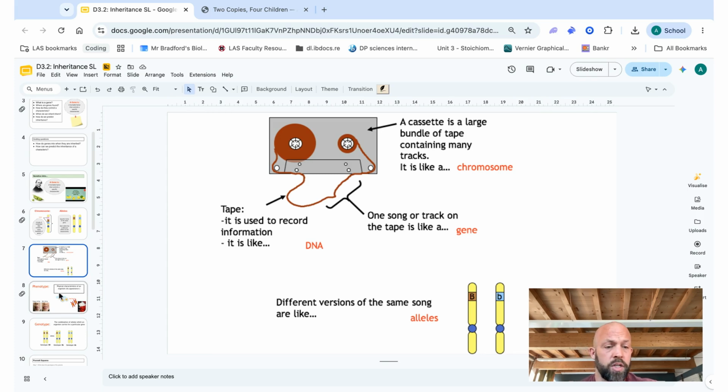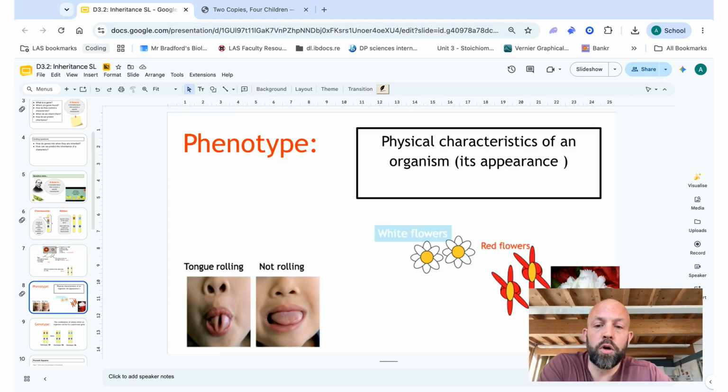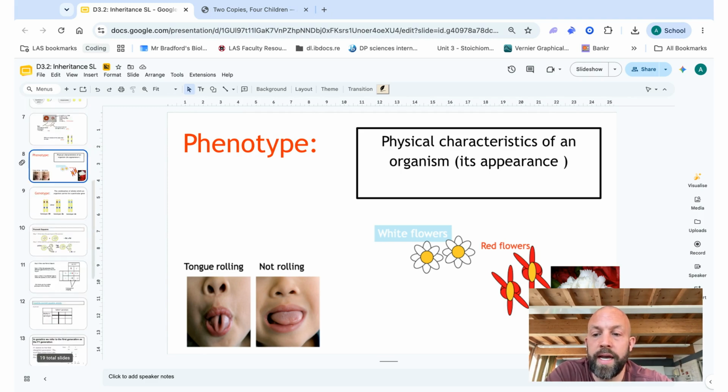The physical expression of something is what we call the phenotype. So tongue rolling, not tongue rolling. It's a nice one for that you can have a look at. It's very visible. You can either roll your tongue or you can't roll your tongue. And it's controlled by a gene. I can't roll my tongue. And it's not something I'll ever be able to learn to do. So that is a physical characteristic.